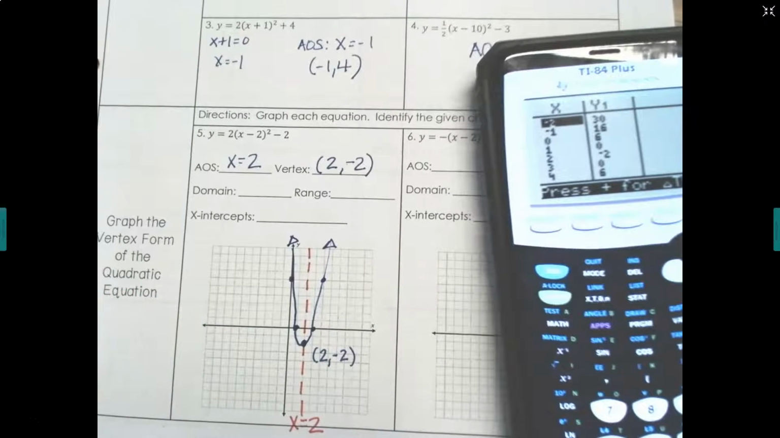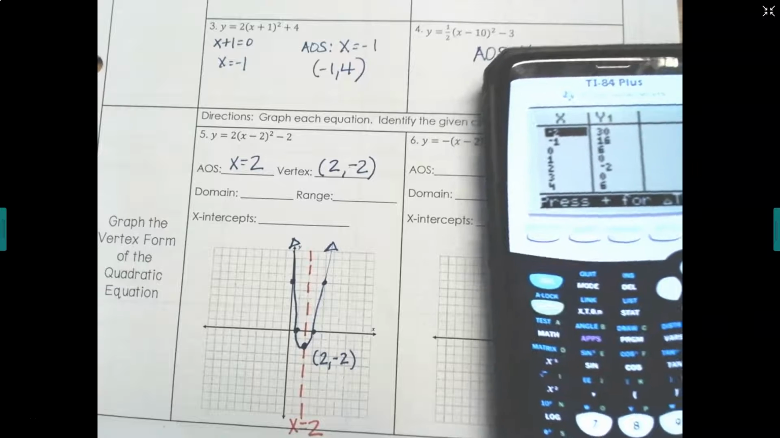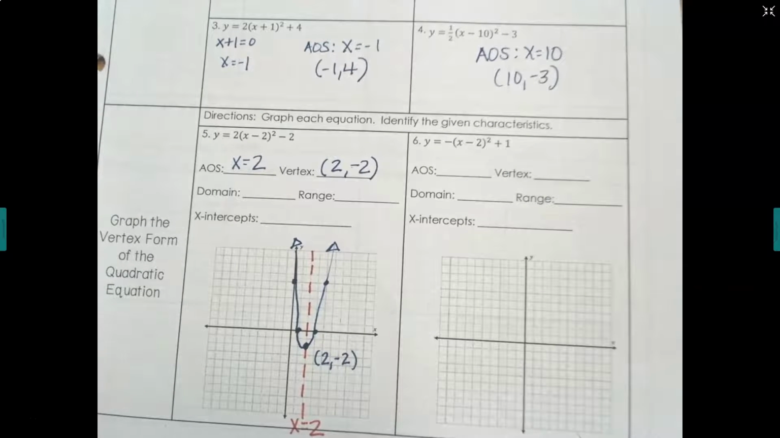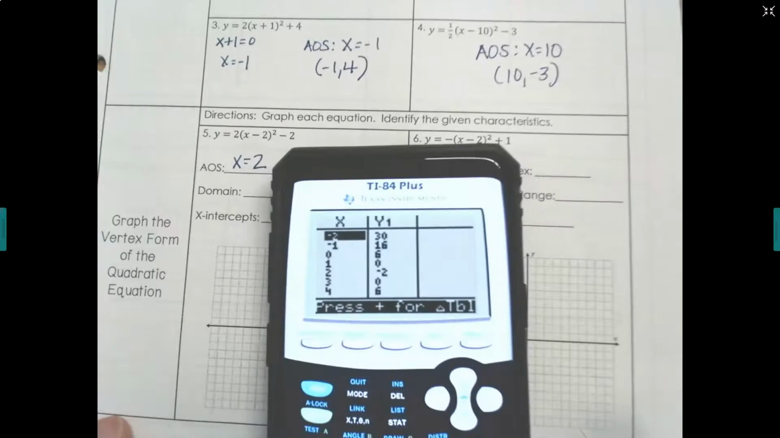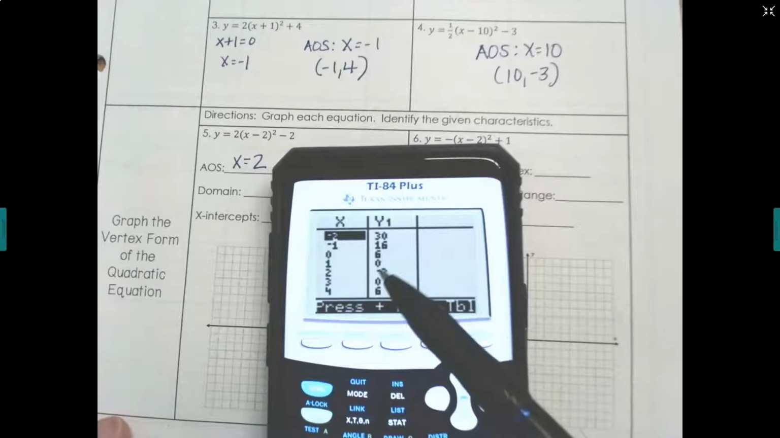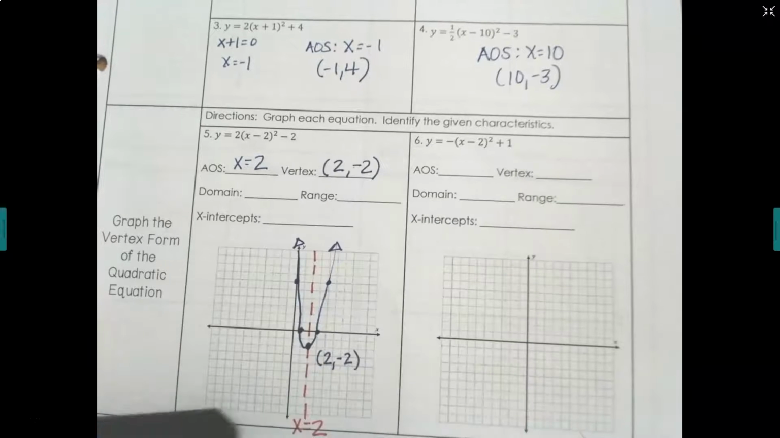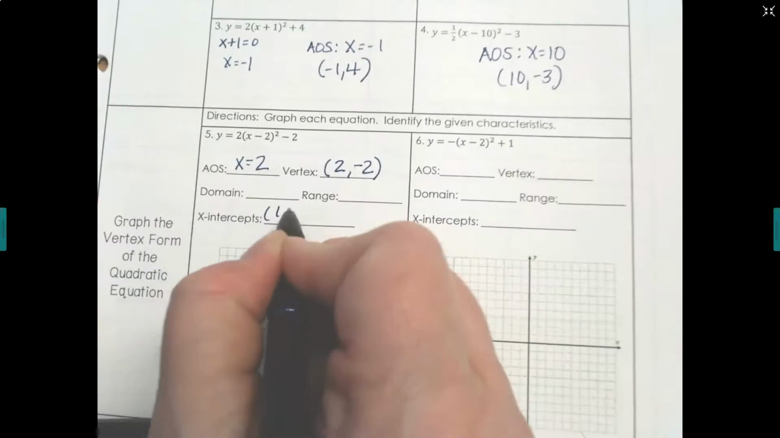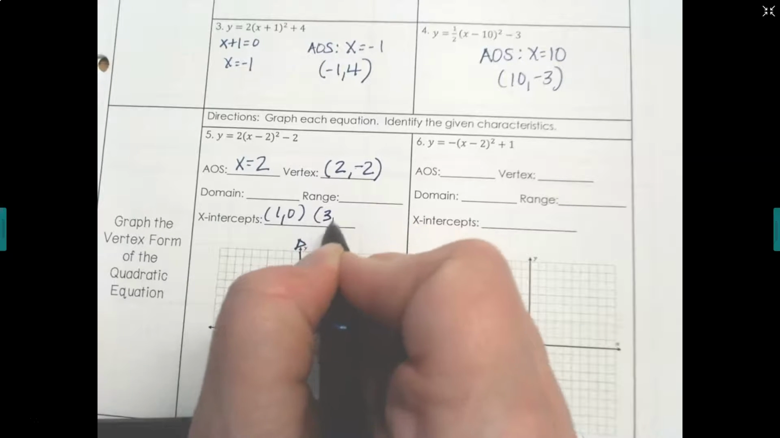Now that it's graphed, it's going to be a little bit easier to see the domain and range and the intercepts. So when we look at the x-intercepts, that is where y is 0. It's easy to see here we got a y of 0 there and there. Those are our x-intercepts. So they are at 1, 0 and at 3, 0.